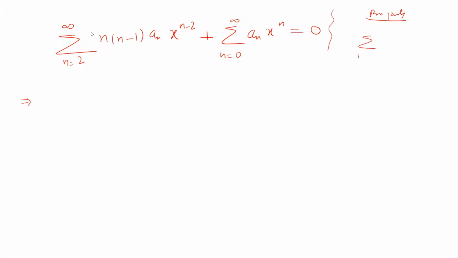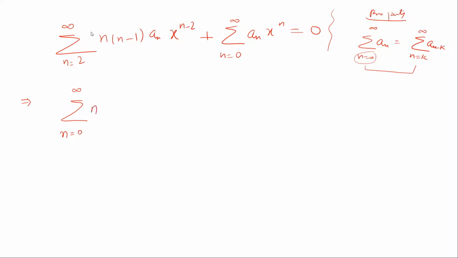The property is that the summation n = 0 to infinity of a_n is equal to the summation n = k to infinity of a_(n−k). So just replace n = 0 to infinity a_n with n = k to infinity a_(n−k). This is the property we will use here in this equation. So now we will make this start from 0.